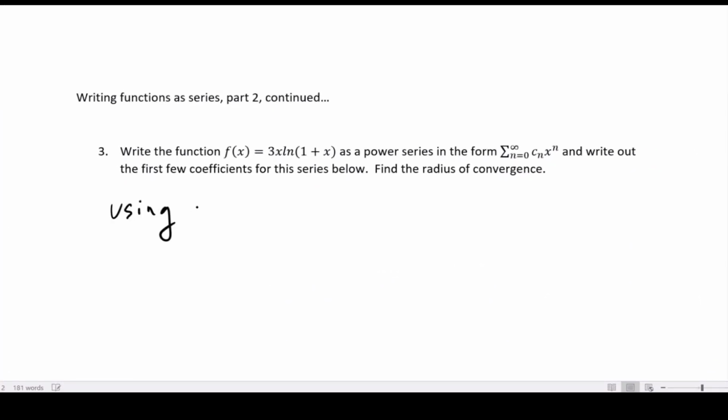What we want to do right here is we've got this function f of x equal 3x times the ln of 1 plus x, and we want to write that as a power series in this form, c sub n x to the n, and we're going to write out the first few coefficients and find the radius of convergence. So we just did the power series for ln of 1 plus x that was valid on this interval from -1 to 1, or with a radius of convergence of 1 centered at 0.